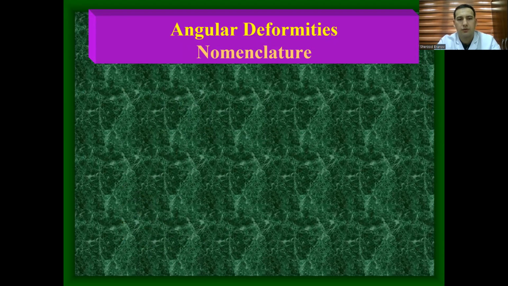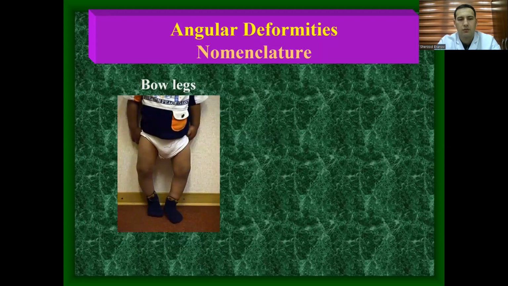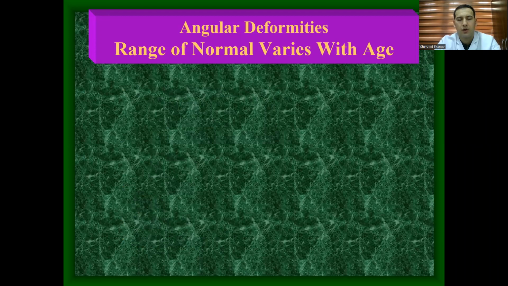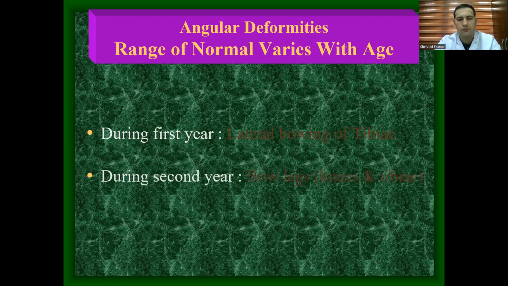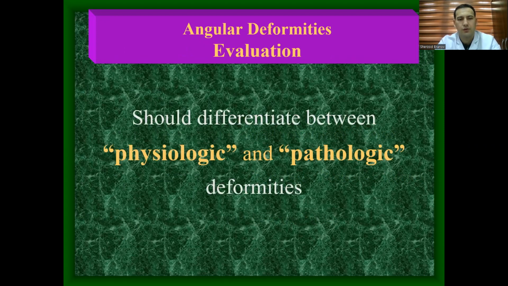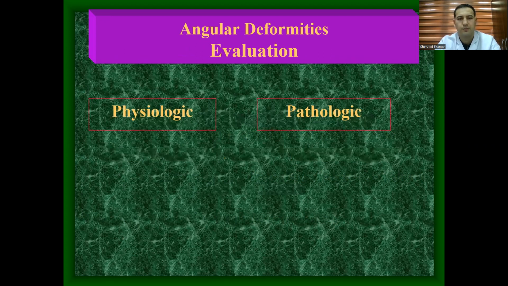Angular deformities nomenclature. First picture is bow legs, and second picture is knock knees. Generally, the range of normal for angular deformities varies with age: during the first year, during the second year, and between 3-4 years. Angular deformity evaluation should differentiate between physiologic and pathologic deformities.